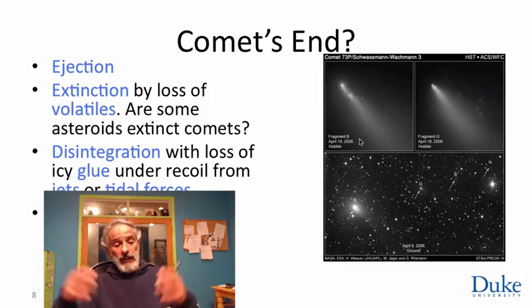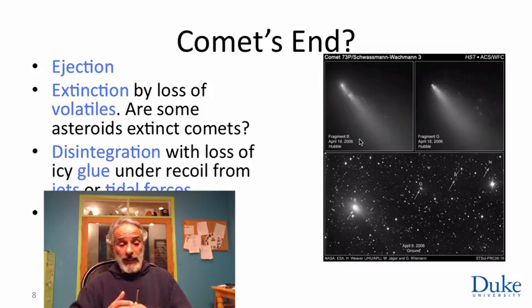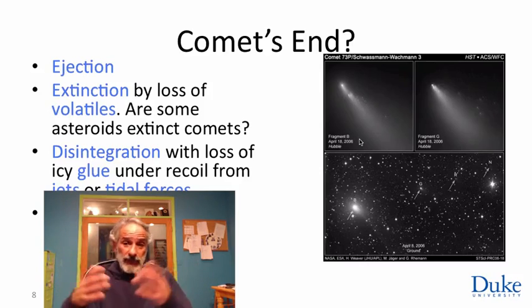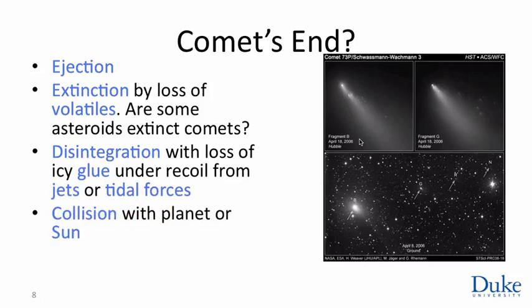As you lose the icy glue that held together the dust, either the recoil from these jets emitted on the sun side or the tidal forces of the sun or some planet near which you come can cause a comet to disintegrate, as in these Hubble images. Comet 73P, the P, by the way, stands for periodic, is shown disintegrating, and then the bottom image, from the ground, shows that there are many more fragments scattered around, so there's a hierarchical fragmentation going on.